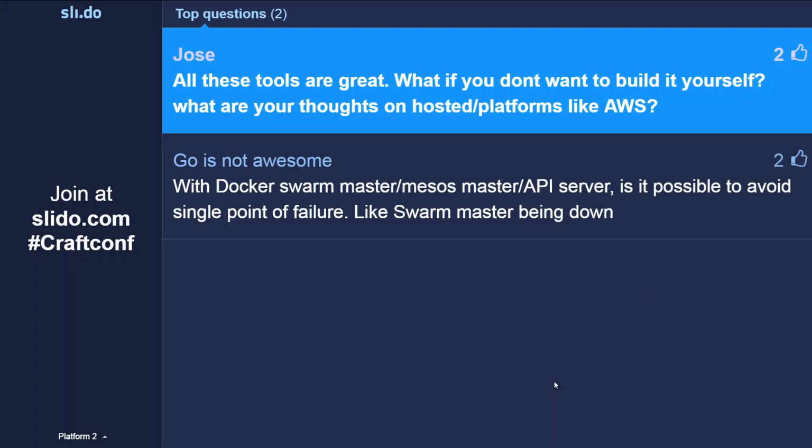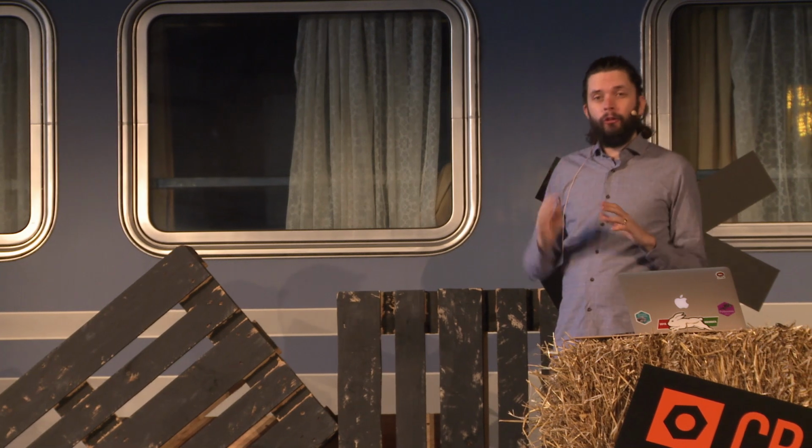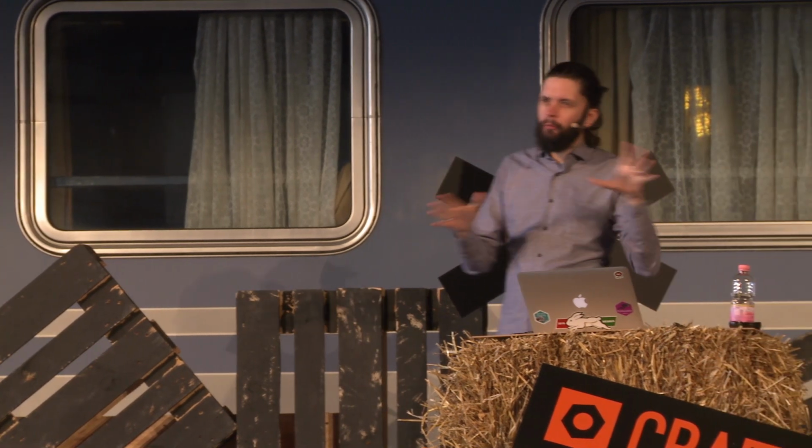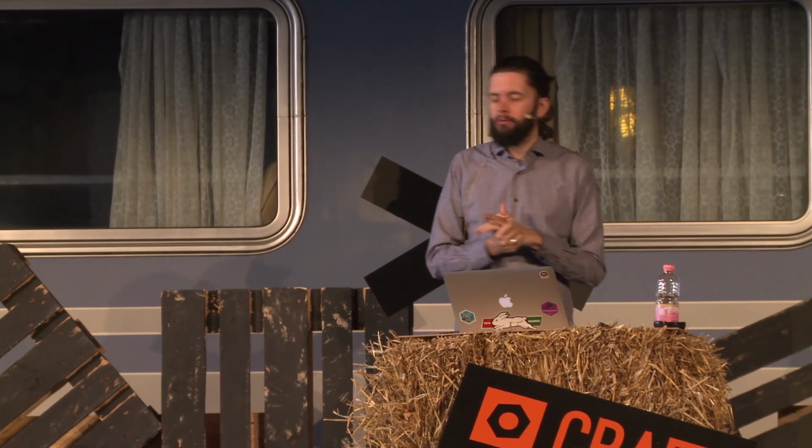Next question. With Docker Swarm Master, Mesos Master, API server, is it possible to avoid a single point of failure, like Swarm Master being down? Yeah, all of these systems use a quorum approach. So normally in production for Docker Swarm, you'd run 3 nodes, and they're backed as well by consensus systems. Docker Swarm can support etcd, Zookeeper, or Consul. Mesos masters, you'll normally run 3 of them. It's exactly the same for the Kubernetes API servers. All of these systems have that built in. Docker Swarm's story has got better in that area. There used to be some issues around that. That's got significantly more reliable.